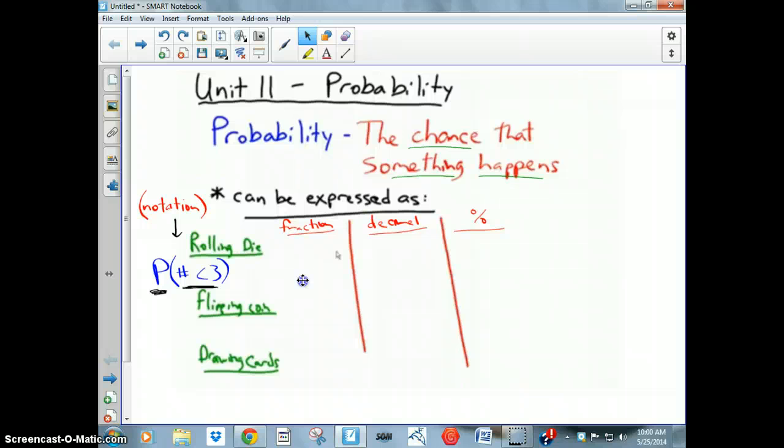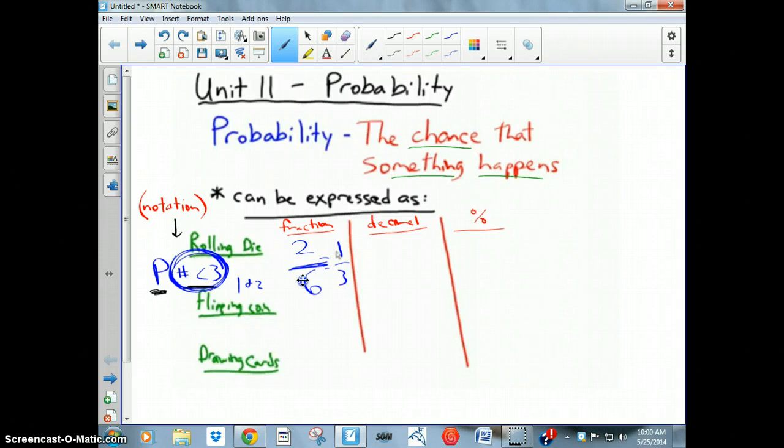Well, in fraction form, the bottom number is always the total number of outcomes. When you roll a die once, there are 6 total outcomes, and on top goes the number of ways the event in the parentheses can occur. How many ways can you get a number less than 3? There are 2 of them, a 1 and a 2. So therefore, the probability of rolling a number less than 3 is 2/6, which we always reduce, which would be 1/3.